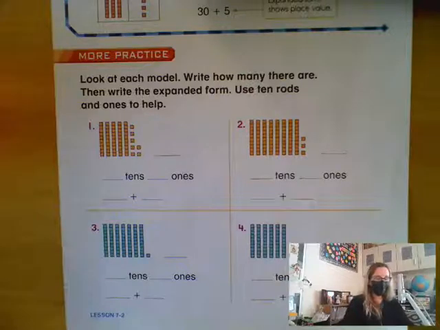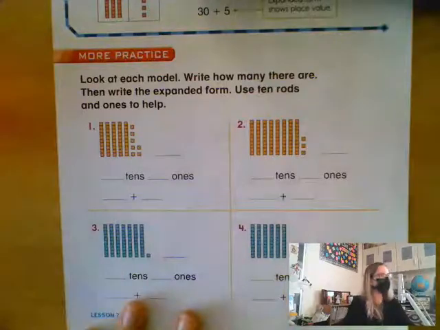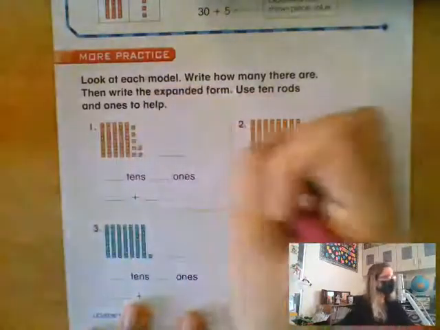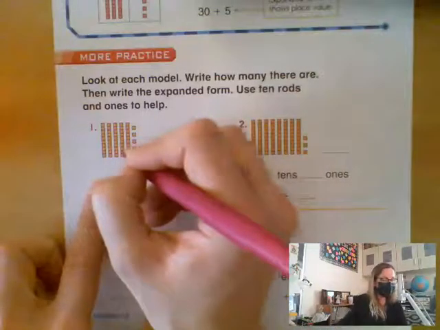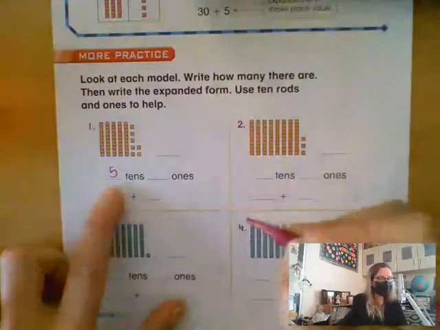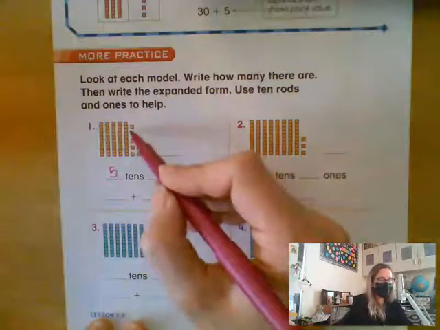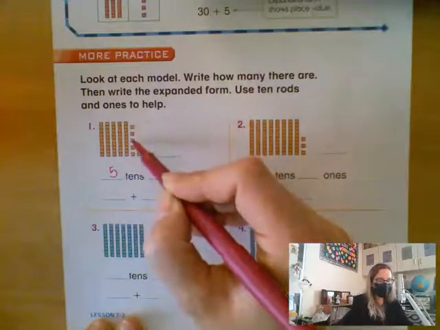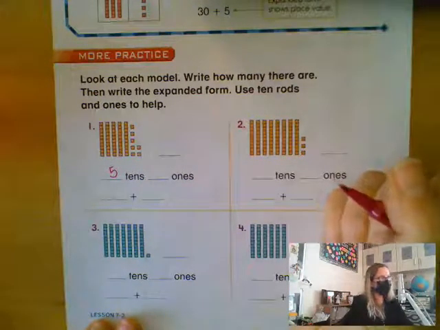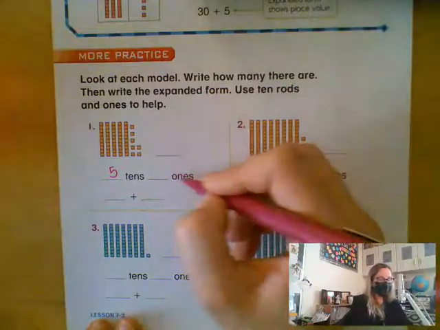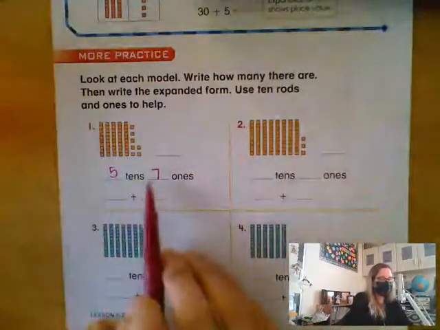So Chase, how many 10 rods are there here? There's 5 10 rods. So Emma, do you see on your paper here where there's number 1? You're going to write there's 1, 2, 3, 4, 5 10 rods. So put 5, so it says 5 tens. Now how many 1s do you see here, Chase? 7. So see right here where it says 1s, we're going to put 7 ones there. So we have 5 tens and 7 ones.